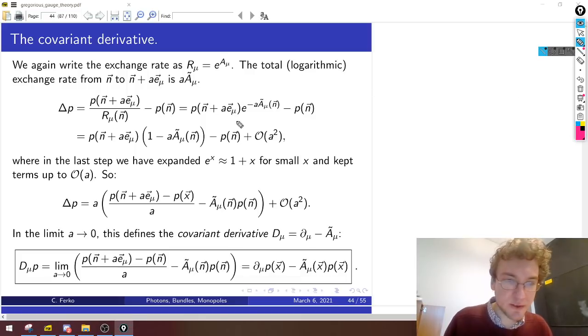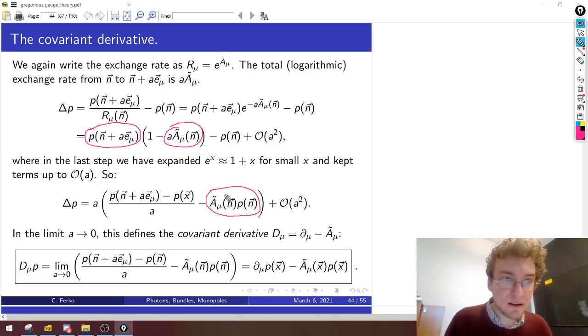Maybe just to keep you on your toes a little bit, one question before I wrap up. I did a little algebraic trick here. There was a term which was p evaluated at n plus a e mu times a tilde at n. In the next line, I wrote it like this: a tilde at n times p at n. But p at n is not the same as p at n plus a e mu. These terms are not equal. So why was I allowed to do this? Did I make a mistake?